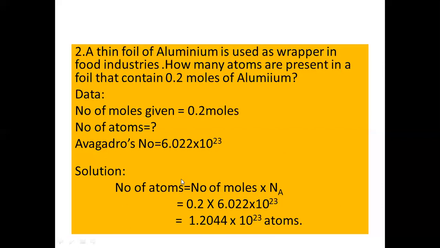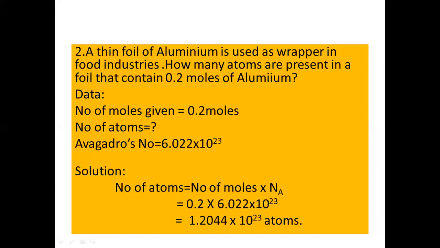The same method we can use for the number of molecules. If in a numerical problem they give us the number of moles, and the question asks how many molecules are present in a foil that contains 0.2 moles of aluminium, then we will use the same formula, but instead of atoms, we will use the term molecules. We will write number of molecules is equal to number of moles into Avogadro's number.